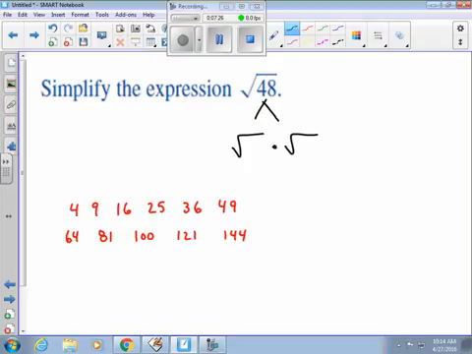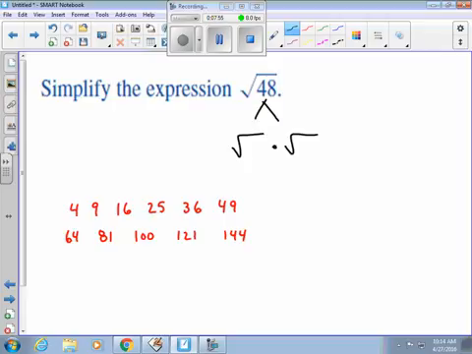You don't have to check through a bunch of numbers. 4 absolutely goes into this. 4 times 12 gives you 48. But if we look past 4, 9 doesn't go into it. 16 does. 16 times 3 works. Let's pretend 16 is the best number. 25 doesn't multiply by anything. 36 doesn't. And 49 is already bigger than it, so you don't have to work with that one.